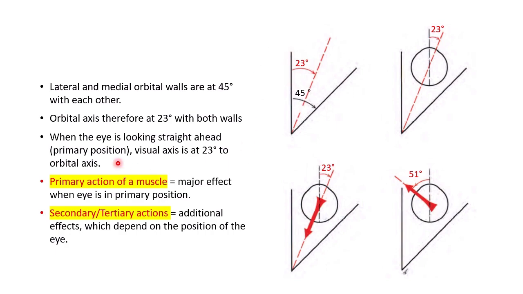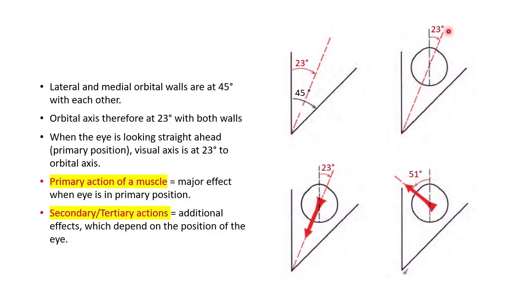Okay, so when the eye is looking straight ahead, without any head tilt, without any face turn, without any chin lift whatsoever, that is the primary position. Okay, straight ahead as in looking at infinity. So the visual axis then is at 23 degrees to the orbital axis. Okay, this is the eye in the primary position, right? Looking straight ahead. So visual axis is at 23.